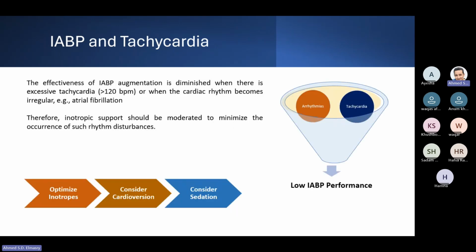So the effectiveness of the intra-aortic balloon will be reduced with tachycardia, probably if more than 120, and the rhythm also can affect the performance of the intra-aortic balloon. So arrhythmia and tachycardia are not beneficial for the patient with cardiogenic shock on an intra-aortic balloon. So you should consider reducing the inotropes in order to decrease the tachycardia. You should consider cardioversion, and also if the patient is awake, it might increase the tachycardia, so you can increase the sedation for that patient.